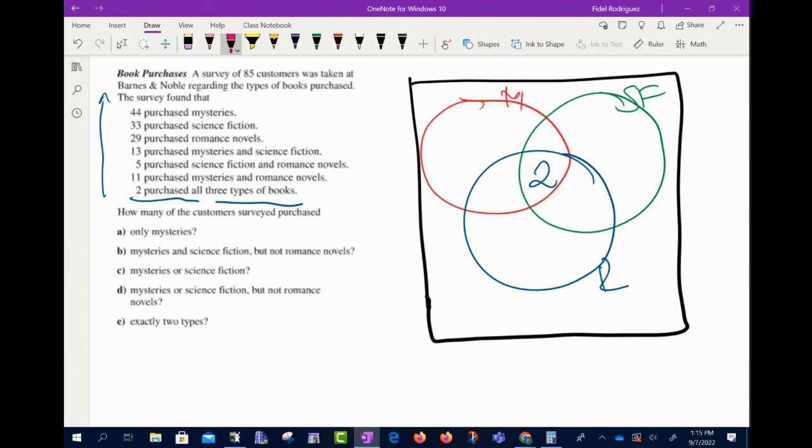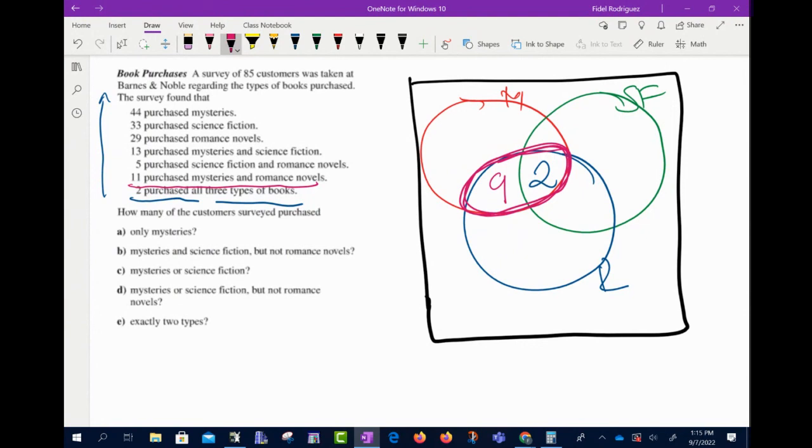Okay. Now it says 11 bought mysteries and romance. Mysteries and romance would be this piece right here. That's where those two circles overlap. And that number right there, y'all, has to add up to 11. So if this number is 2, everyone agreed that that number there would have to be a 9, because 9 plus 2 is 11.